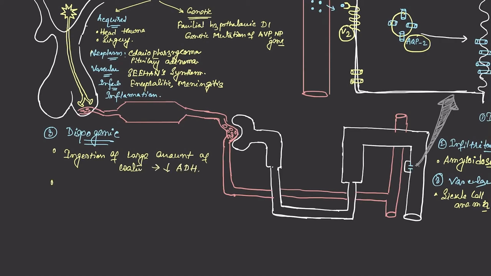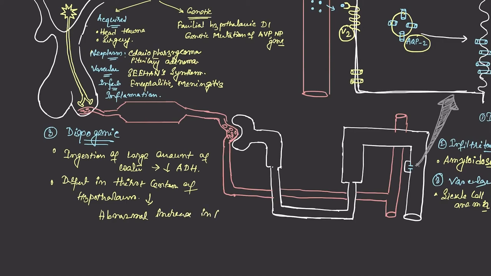The second important cause is genetic, or any defect in the thirst center of the hypothalamus. If the thirst center at the hypothalamus is damaged or has any defect, there will be an abnormal increase in the thirst mechanism. So the water intake will also be increased, ultimately resulting in passing of an increased amount of diluted urine.